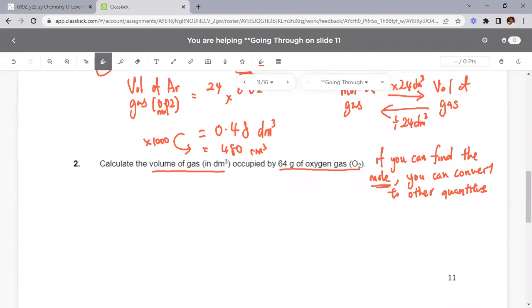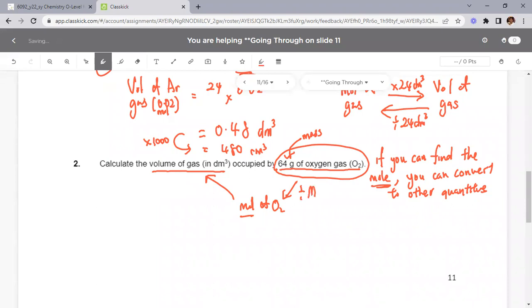So what I'm given so far is 64 grams of oxygen gas. To find the volume of gas, I know the first thing I need to do is to find the mole of O2. If I can find the mole of O2, I can readily convert to the volume of gas, isn't it? So why do you write this arrow here? Drawing this arrow lets you see how the thinking goes. If I can find the mole, I can find the volume. This is the mass of the gas. How to get from mass to mole?